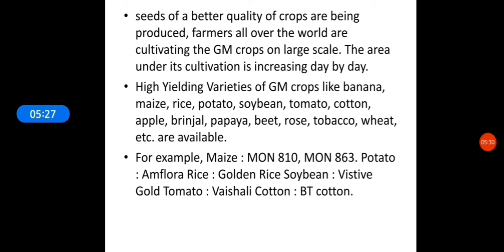The GM varieties for maize are MON 810, MON 863. For potato, it's Amphora. For rice, it's Golden Rice. For soybean, it's Vistive Gold. And for tomato, it's Vaishali. And the well-known example is cotton, that is BT cotton.